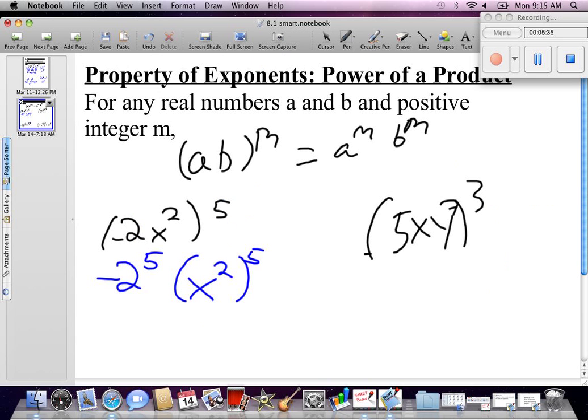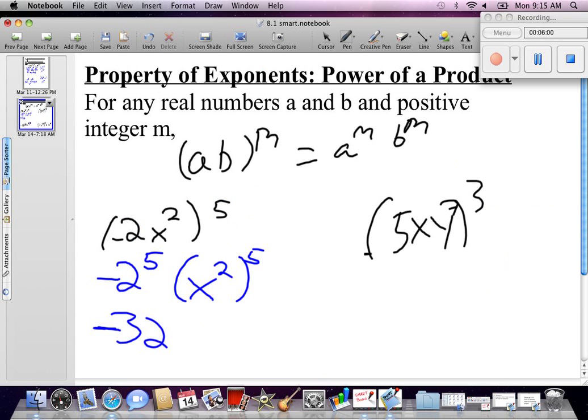Let's do that together. 2 times 2 is? 4. Times 2 is? 8. Times 2 is? 16. Times 2 is? 32. Now, Miss Kellerman told you this before earlier in the year. If you've got an odd exponent and you've got a negative number, it's going to turn out negative. If you've got an even exponent and you're dealing with a negative, you're going to end up with a positive.